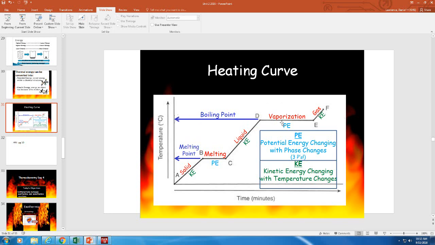Okay. So again, make sure you study this graph. You know it well. I can promise you it's going to be on the quiz and on the test in this unit. So good luck studying that.